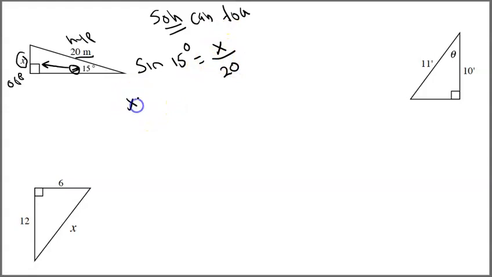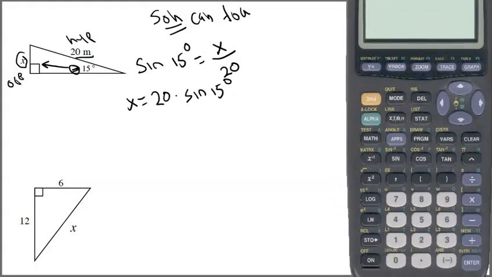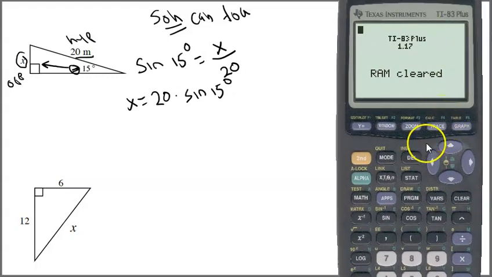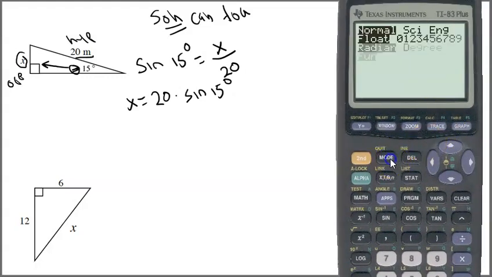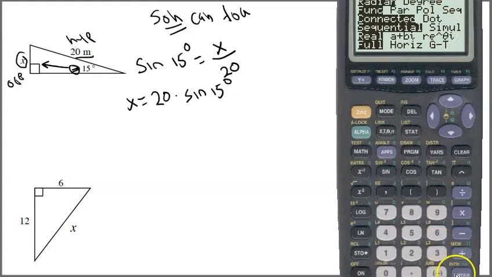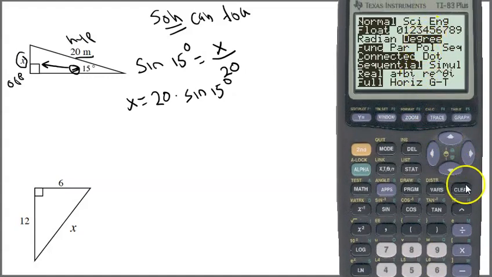So x is going to equal 20 times the sine of 15 degrees. So I need my calculator. Okay, so in my calculator, I'm going to turn this calculator on. So give me a second. Now, in my calculator, I got to make sure it's in degree mode. So I hit the mode button, and I got to come down here and make sure degrees is black. So I'm going to do that by selecting enter. Okay, so that's my calculator in degree mode.